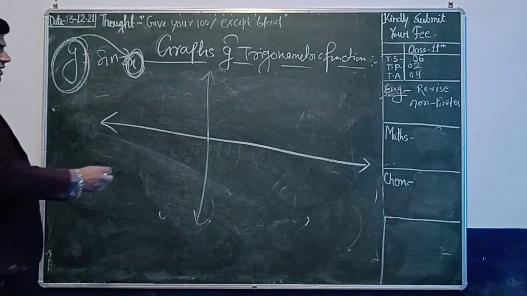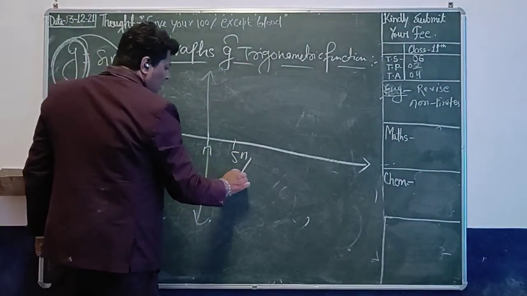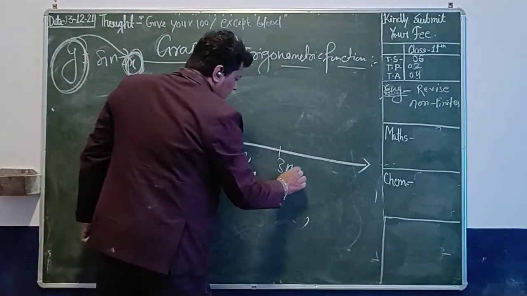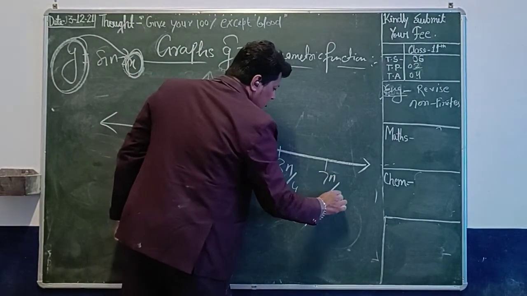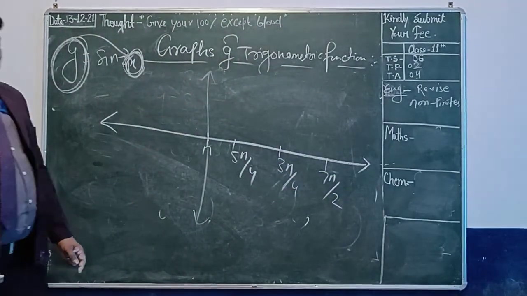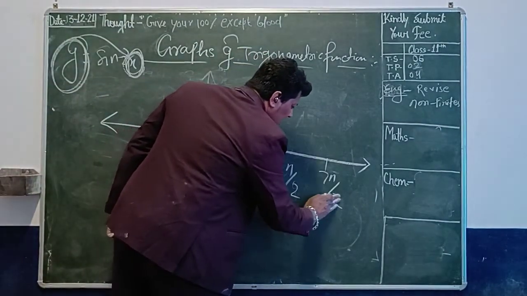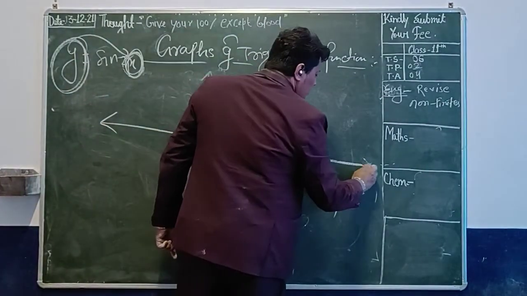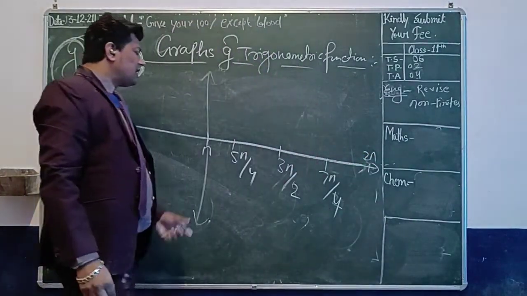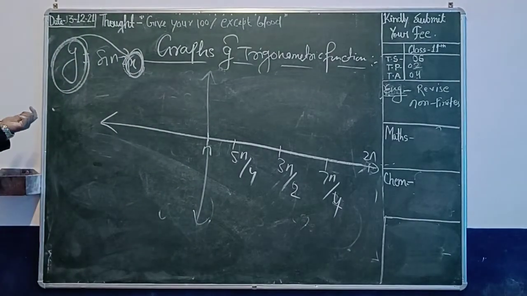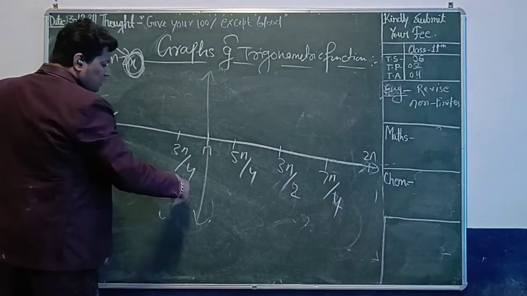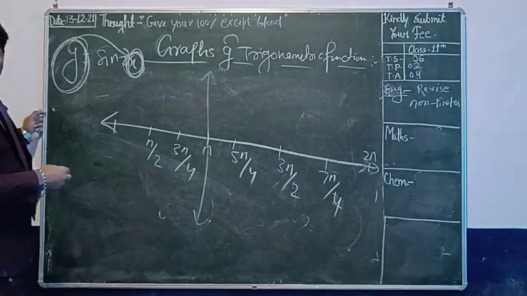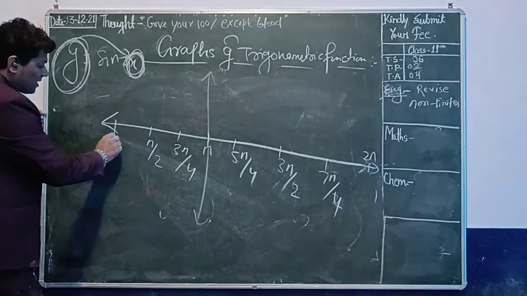Is it clear? So if you take 5 pi by 4, I am writing like this, 5 pi by 4. If you take 3 pi by 4, 3 pi by 2, 7 pi by 4. Is it clear? In the same way, if you take 2 pi, here you are getting 2 pi. Now if you talk about this position, that one is 3 pi by 4. If you take 3 pi by 4, you are getting pi by 2 or something. If you are originating, that one is simply pi by 4.